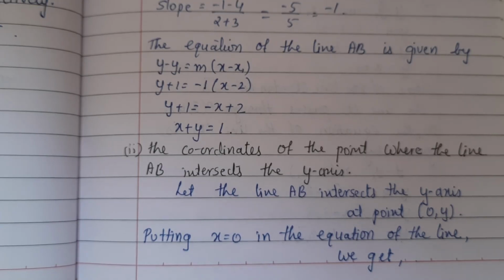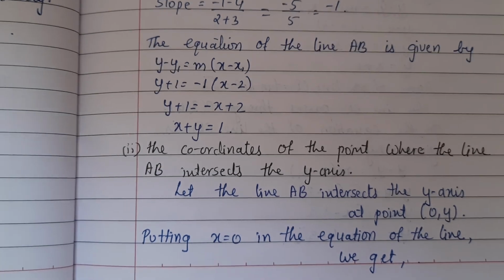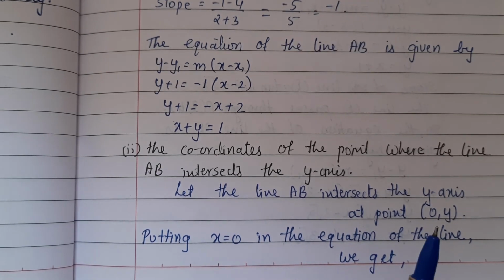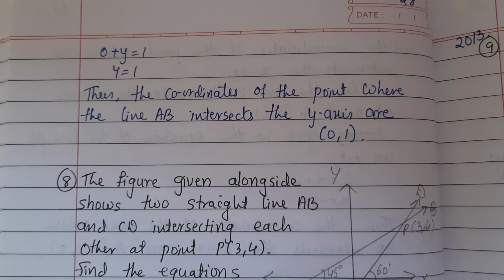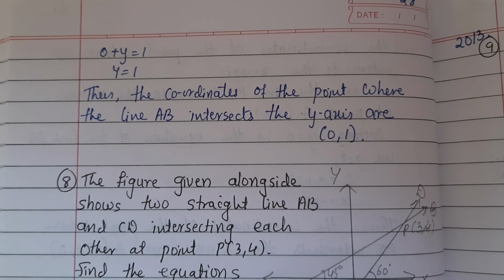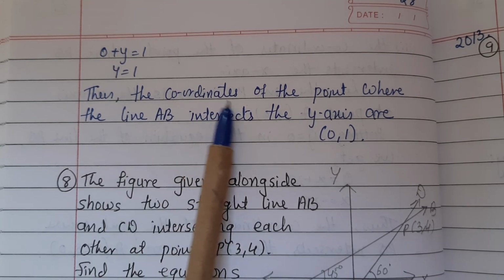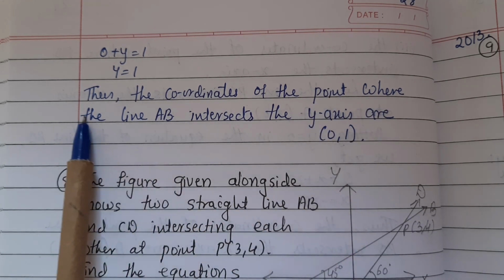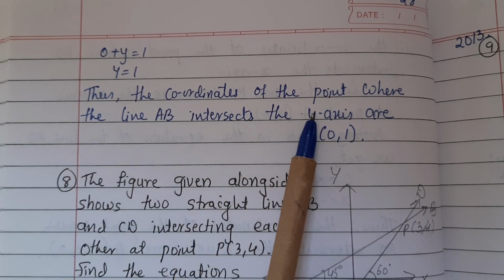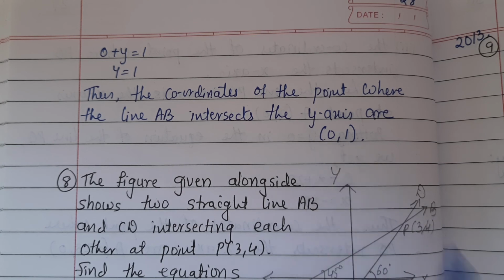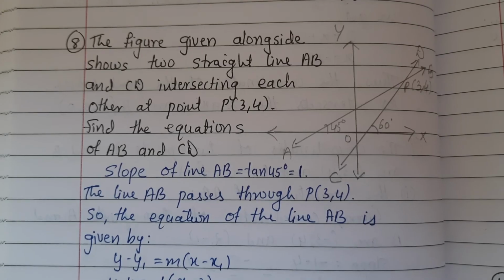Second part, the coordinates of the point where the line AB intersects the y-axis. Let the line AB intersect the y-axis at point 0, y. Putting x equal to 0 in the equation of the line, we get 0 plus y equal to 1, y equal to 1. Thus, the coordinates of the point where the line AB intersects the y-axis are 0, 1.